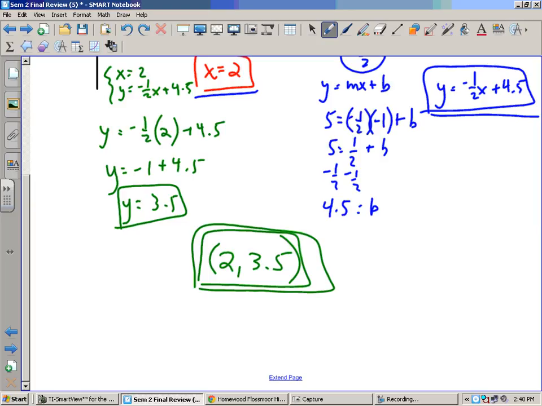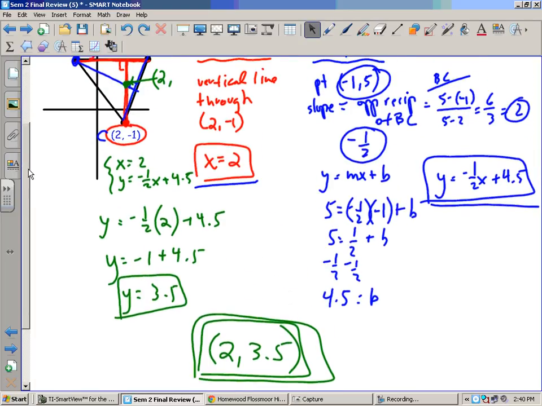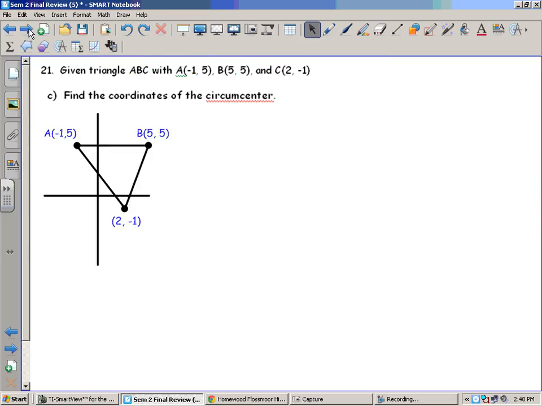Okay? So let's compare that with what you would do and what points you would use in the last one, which is the coordinates of the circumcenter. So the circumcenter is perpendicular bisectors. Okay? So I'm looking for the point where all 3 perpendicular bisectors intersect.